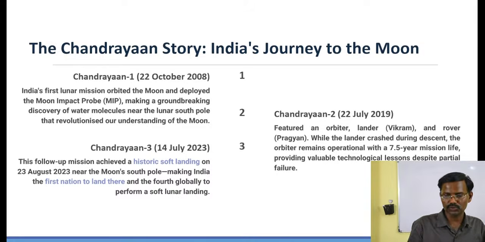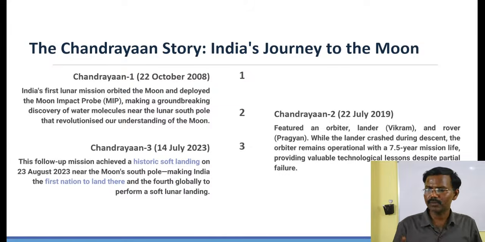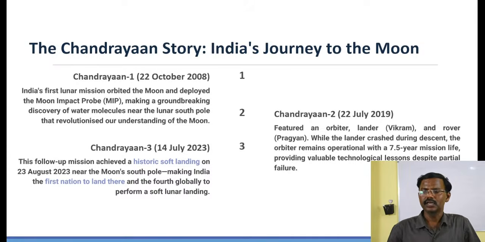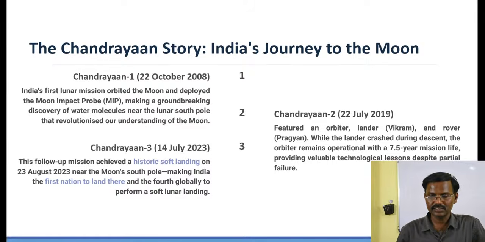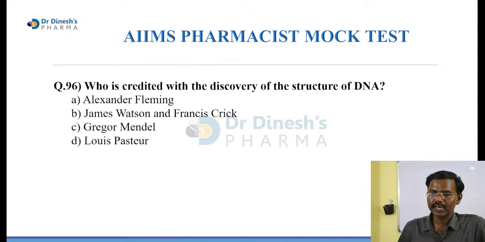So it was successful in 2023. First, Chandrayaan 1 was started in 2008, that is failed, and Chandrayaan 2 in 2019 was partially successful. It also crashed, its lander crashed, but Pragyan, the rover, is still working and giving information. But Chandrayaan 3 successfully landed, and our country is the first country to land at the south pole of the moon, that is Chandrayaan 3, and this is a successful discovery from Indian science.